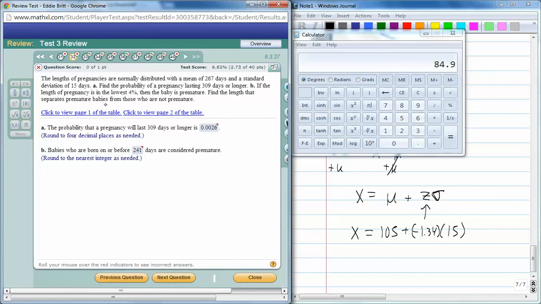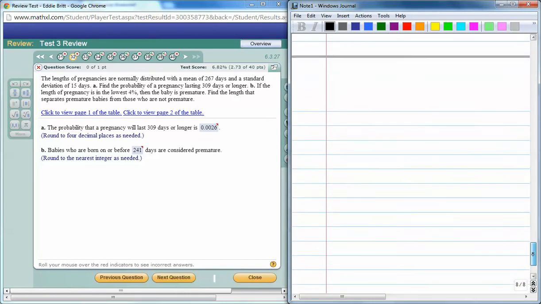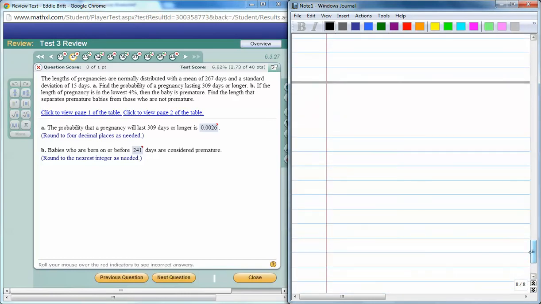Alright, the lengths of pregnancies are normally distributed with a mean of 267 days and a standard deviation of 15 days. We're talking about pregnancies now. Find the probability of a pregnancy lasting 309 days or longer. Key word here, 309 days or longer. That's very important to our problem, the "or longer" is. Okay? So let's write down what we're given, and let's figure out what it wants us to know. We're working on part A.